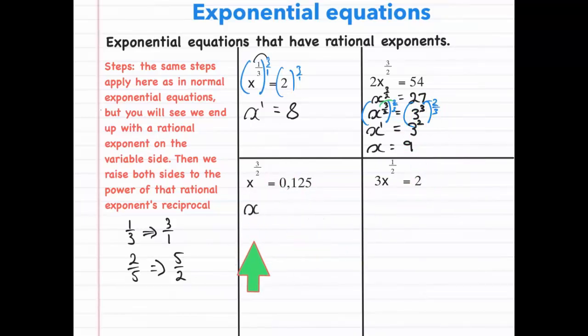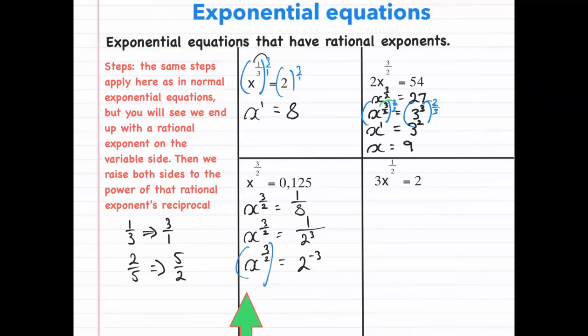Okay, so how about this example? Here we will just write x stays to the power of 3/2. That's a simplified variable term. 0,125 is 1/8. And now we want to rewrite that and break it up into its product of prime factors, which will be 1 over 2 to the power of 3. And then we don't want to work with that fraction, so I'm just going to apply my exponential laws here. So it will be 2 to the power of negative 3. And then let's raise this side to its reciprocal, which will be 2 over 3. We do exactly the same on that side.